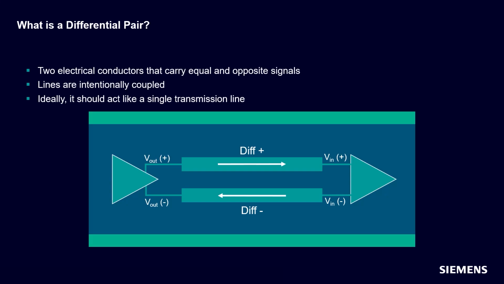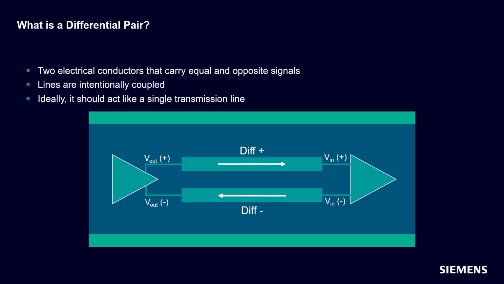Any external noise that couples into the differential pair tends to couple equally into both traces. Since the receiver measures the difference between these two signals, any common mode noise is effectively canceled out. To function optimally, these traces are routed with controlled spacing and precisely length matched, ensuring that the pair behaves as a single, robust transmission line.